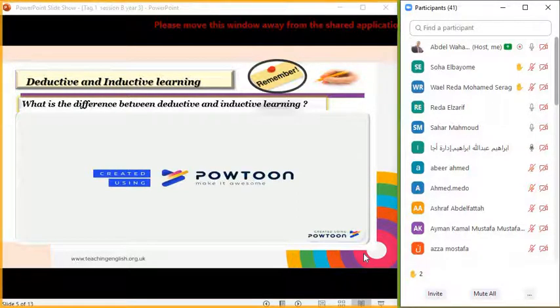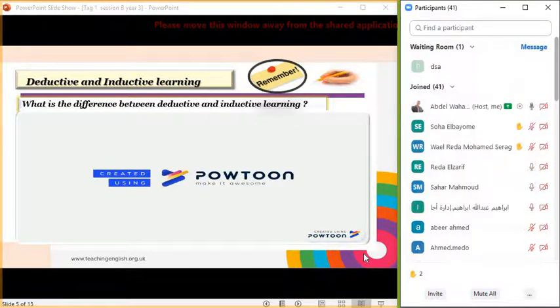Deductive approach is teacher-centered learning. The teacher is the main player in the learning process. In inductive, students are the main players in this process. Thank you, Mr. Ibrahim.